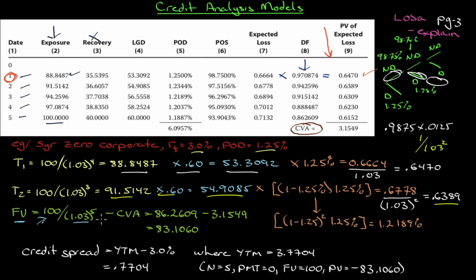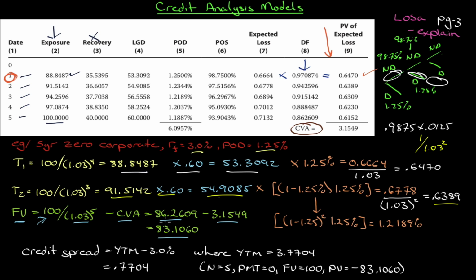Notice that we're discounting at the risk-free rate. Why? Because if there's no default risk, it's risk-free, right? Minus the credit valuation adjustment would give us 86.2609 minus 3.1549. There it is there. Gives us 83.1060.